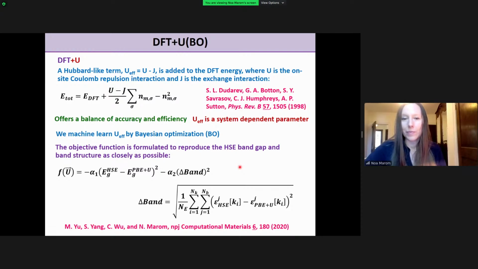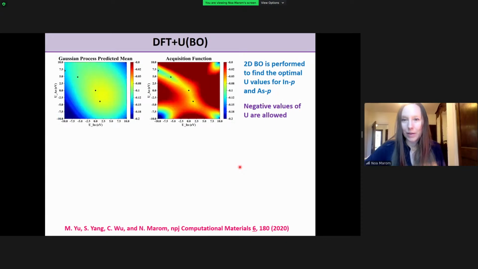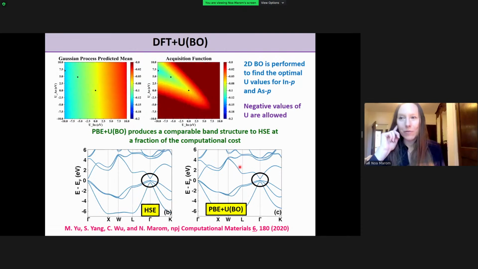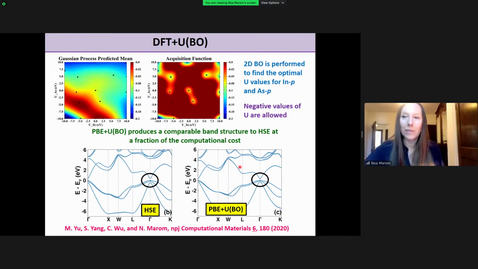And I imagine you must have tested this quite a lot of times. So are there any materials where you get some really unexpected U values compared to what usually is used in the literature, like a couple of, say, 2 to 5 eV for 4d materials or something? So the negative U values, I was pointing to that, yeah.